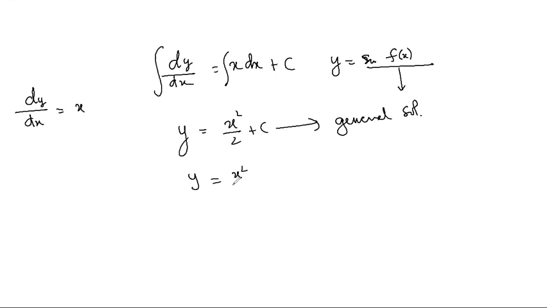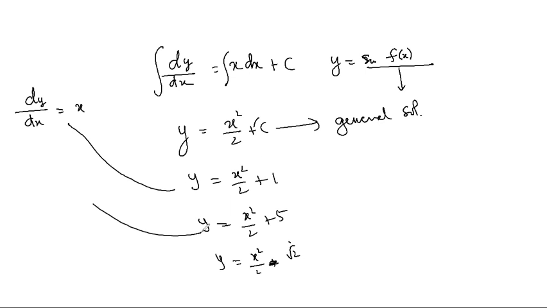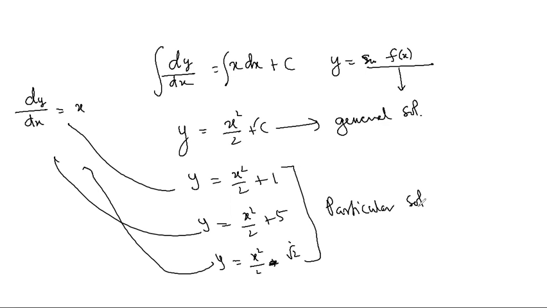Tell me, is this a solution? Yes. Is this a solution? Yes, all of them will be a solution. Whatever the c's value, it does not matter. Any constant you put, they are still solutions of this equation. Hence, they are called particular solutions. And this is called the general solution.